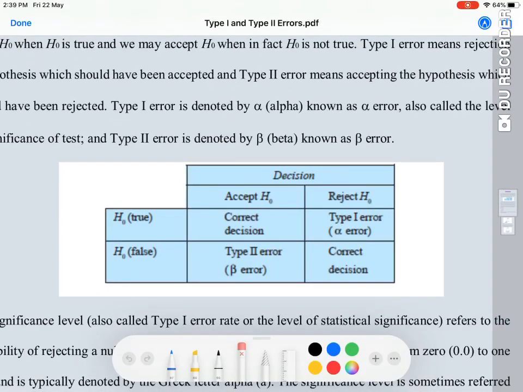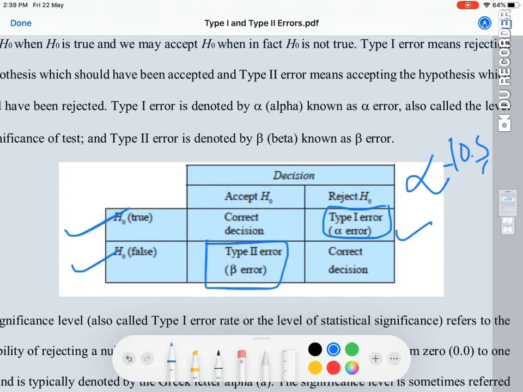We have two types of errors. One is type 1 error, another one is type 2 error. So type 1 error will occur when the null hypothesis is true, but we are rejecting it. And it is represented by alpha. Alpha is also called level of significance. And type 2 error is the one where the null hypothesis is false but we are accepting it. So that is represented by beta.